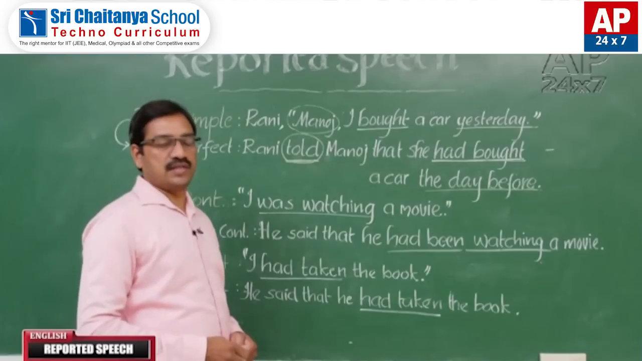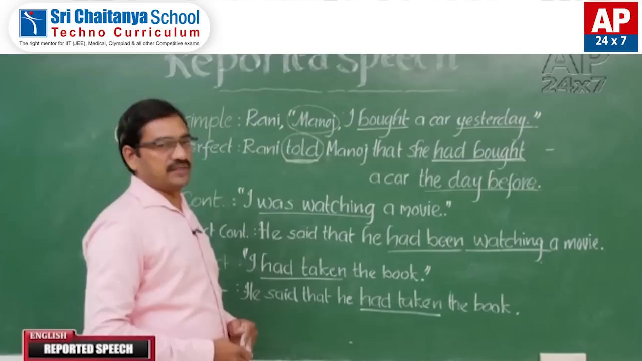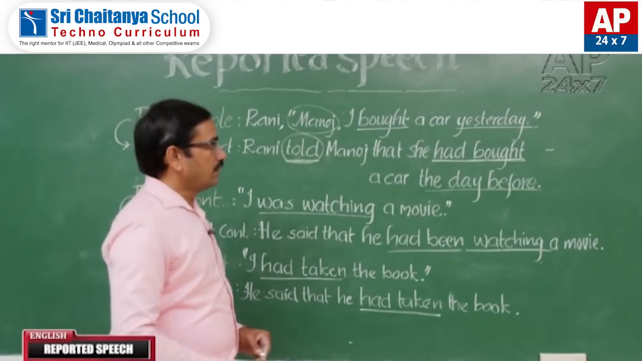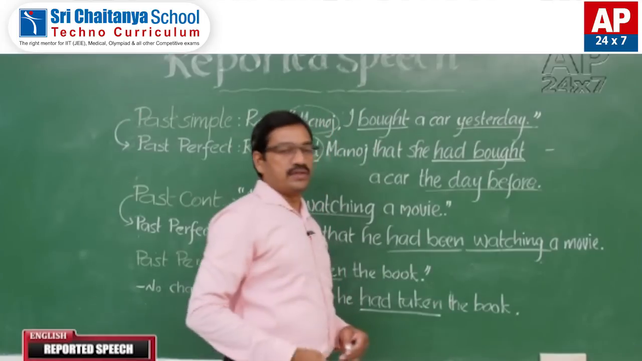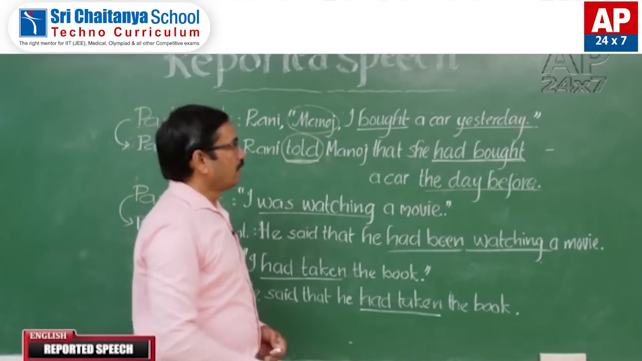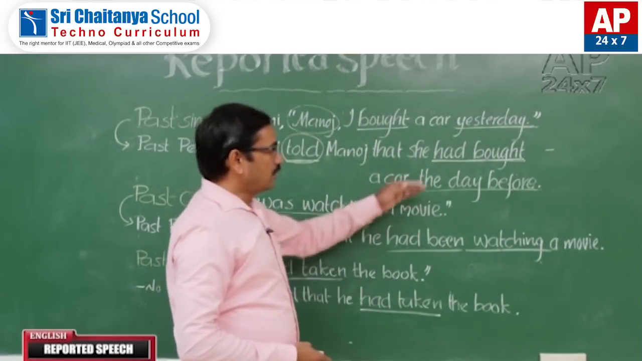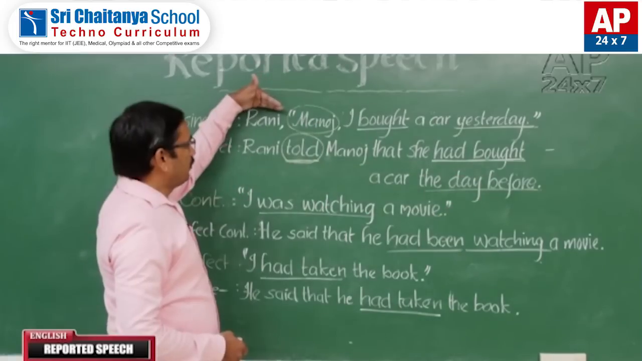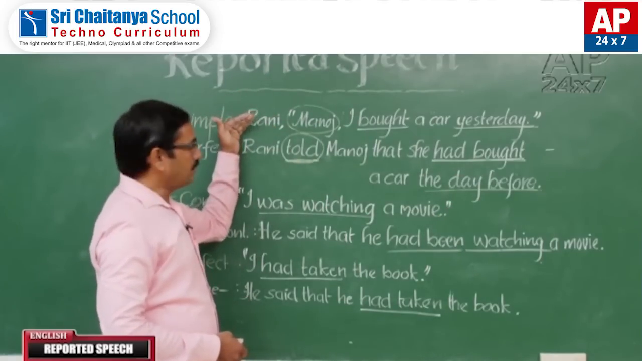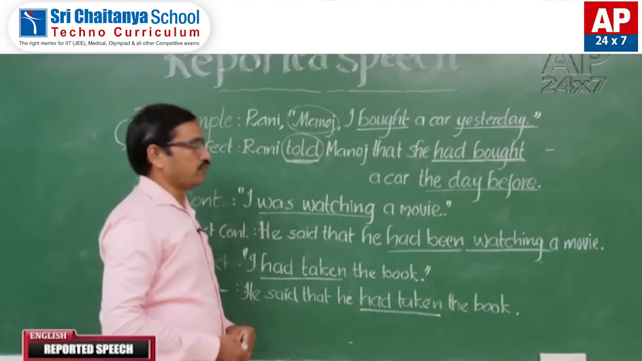What are the changes? Here, a simple past sentence changes to past perfect. Bought, the V2 form of simple past, has become had bought, that is past perfect. Yesterday, the time, we have changed into the day before. We have also introduced the word told. So, Rani to Manoj: I bought a car yesterday. Rani told Manoj that she had bought a car the day before.